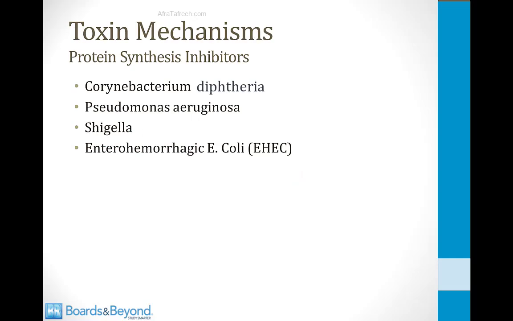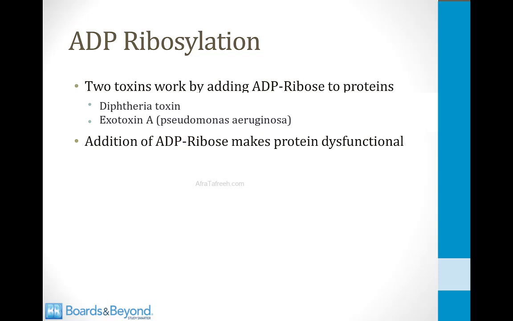And the first mechanism we're going to discuss are toxins that are protein synthesis inhibitors. And toxins that do this include diphtheria, Pseudomonas, Shigella, and enterohemorrhagic E. coli or EHEC. So the first two protein synthesis inhibitor toxins are the toxins that go with diphtheria and Pseudomonas. And both of these work by a similar biochemical mechanism. They both work by adding a molecule called ADP ribose to proteins, and once this ADP ribose has been added, the protein becomes dysfunctional, and this is how these block protein synthesis.